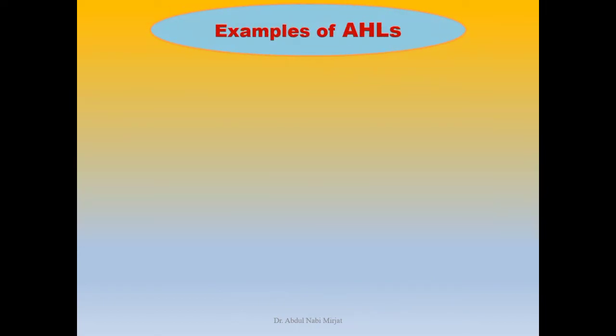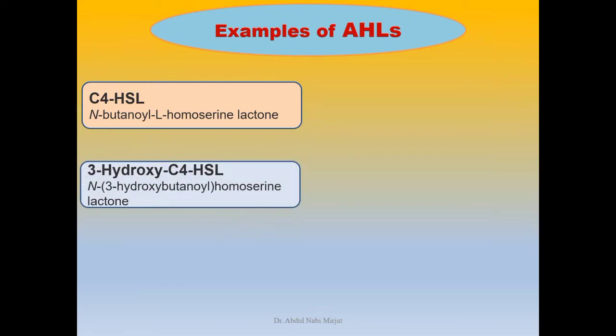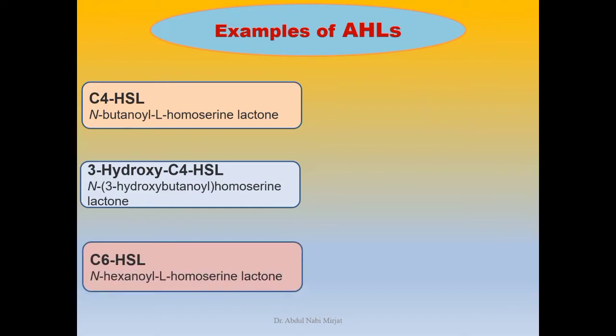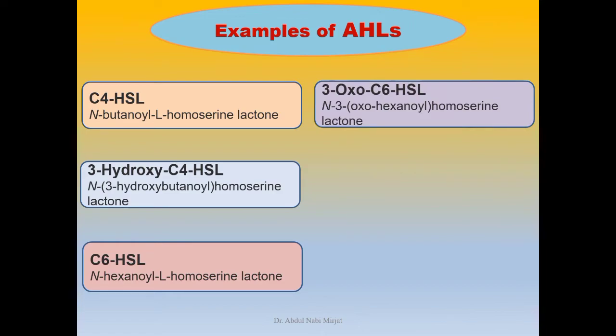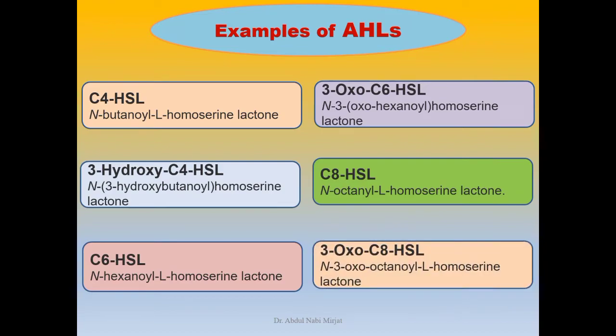Examples of the N-acyl homoserine lactone. N-acyl homoserine lactones have been reported from carbon 4 to carbon 18. For example, C4HSL, 3-hydroxyl group of the C4HSL, C6HSL, oxo group of the C6HSL, C8HSL, 3-oxo C8HSL. In this way, there are several other types of N-acyl homoserine lactone.